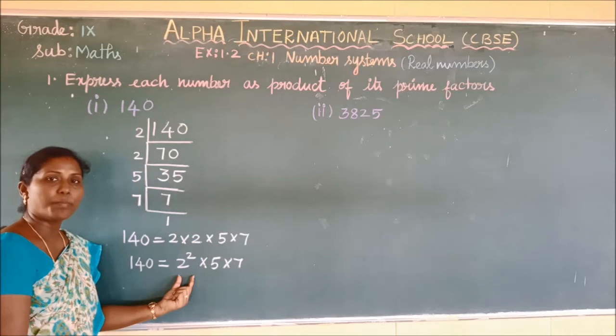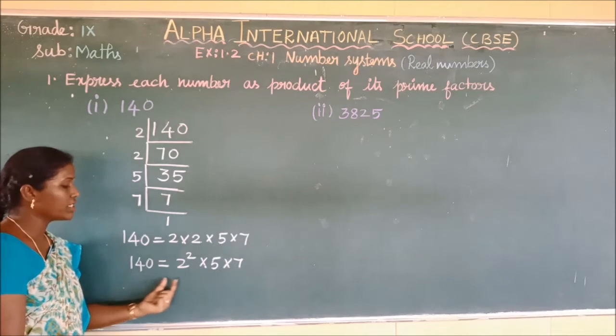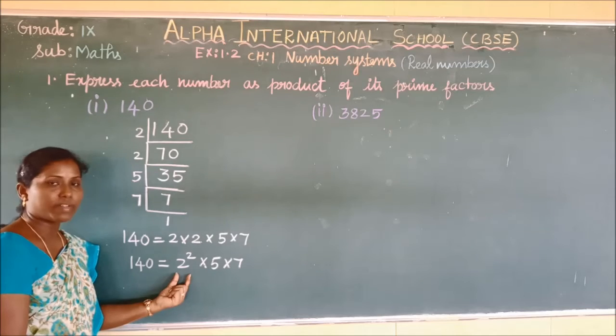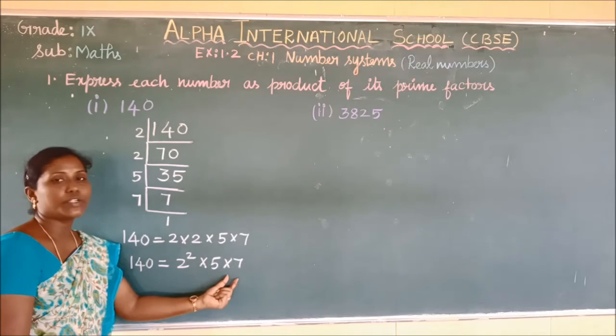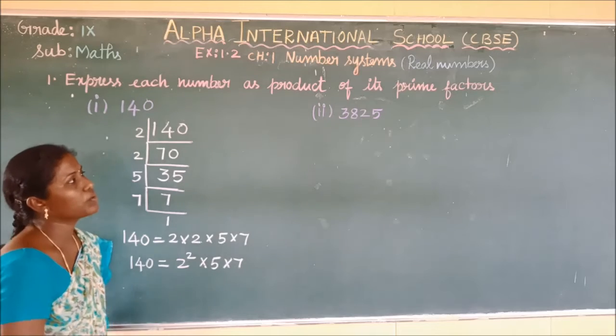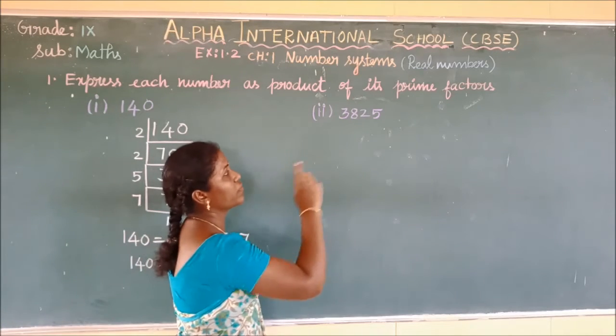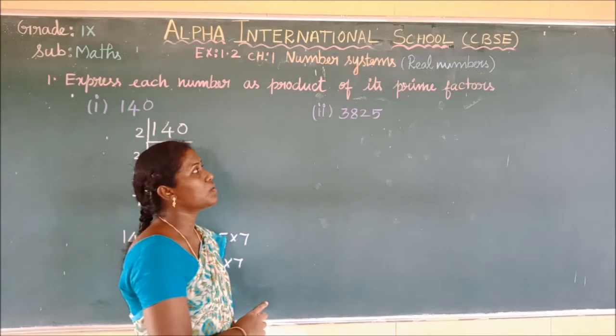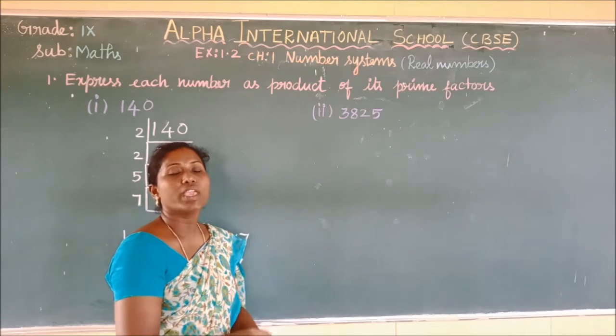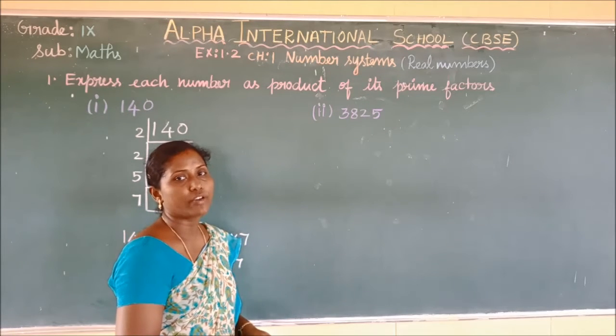Okay, express as a power. Yes, so 140 is equal to 2 squared into 5 into 7. Now 3825. What is the second problem we are having? 3825. We have to express it as a product of primes.